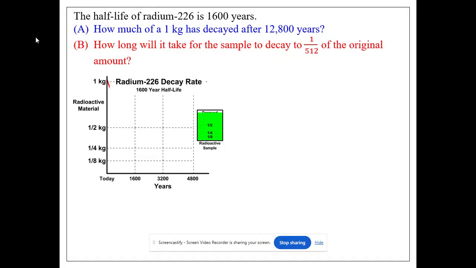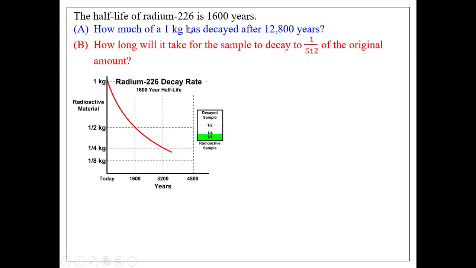Okay, so in this video, I'll show you how to do a couple of different half-life problems. The first one being this one. It says the half-life of radium-226 is 1,600 years. And part A wants us to find out how much of a 1 kilogram sample has decayed after 12,800 years. And then part B wants us to find the time that it would take for this sample to decay to 1 over 512 of the original amount.